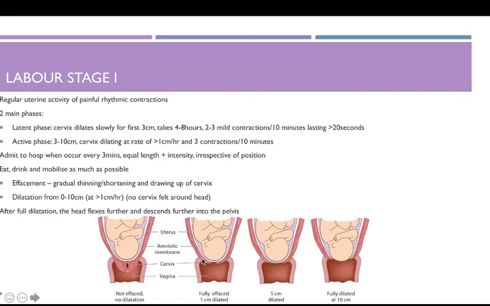So effacement is a gradual thinning and shortening and drawing up of the cervix. Dilation goes from 0 to 10 centimeters, and it's when, on vaginal examination, you can no longer feel any cervix around the fetal head that you know the mother is fully dilated. After full dilation, the head flexes further and descends further into the pelvis.